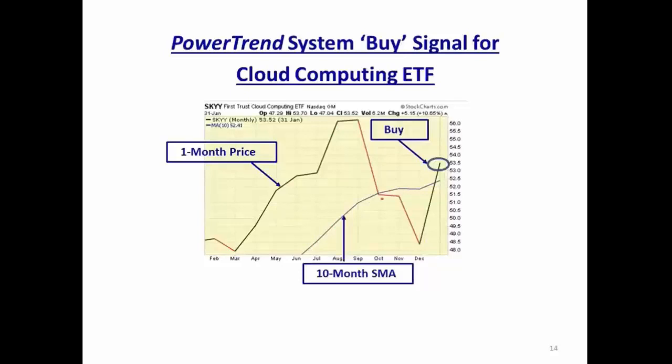So we can see last year back in October, the 1-month price crossed below the 10-month simple moving average. So SKYY was on a sell signal at that point. So it sold off during the December sell-off, but then rallied in January. And this line right here is the last trading day in January, and we can see that the price of the stock was above the 10-month simple moving average. So the cloud computing ETF was on a buy signal at that point.